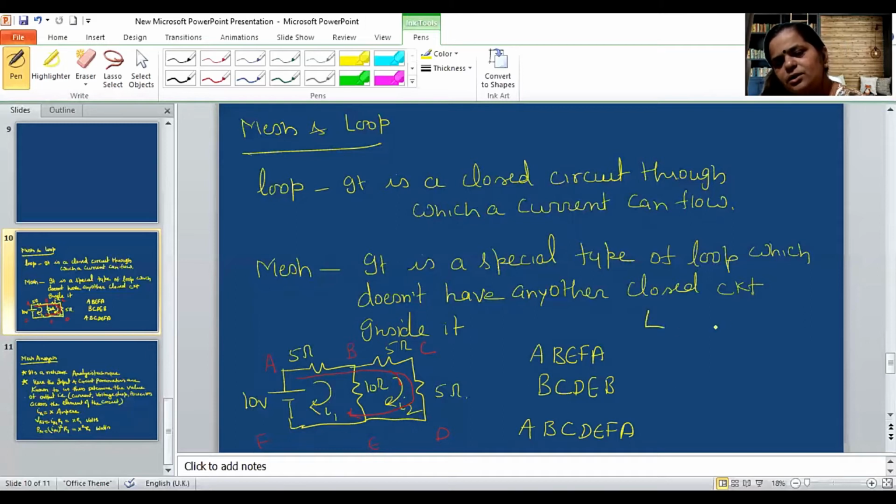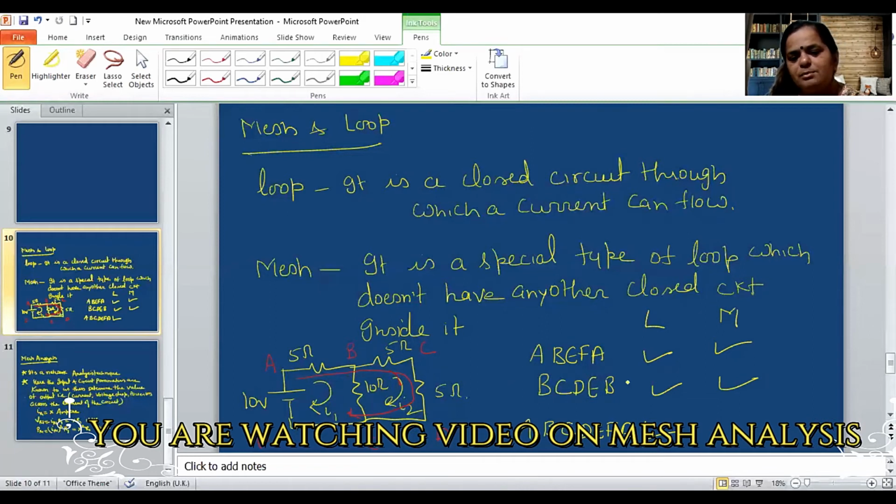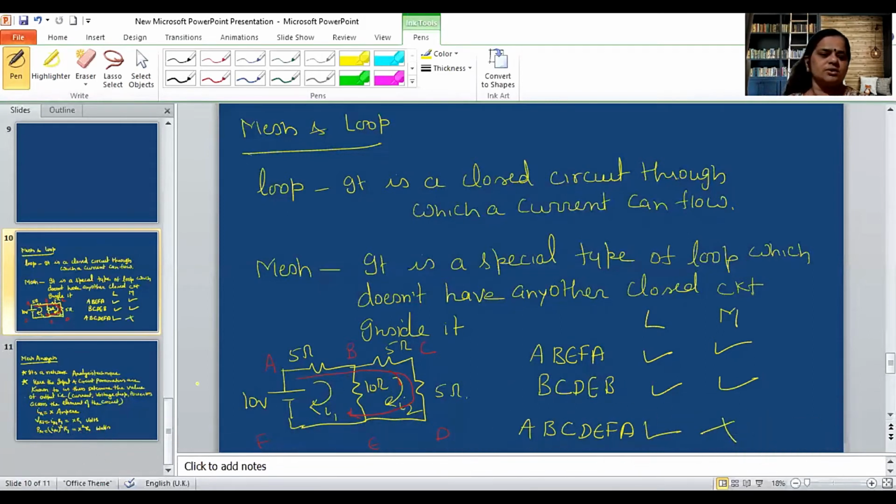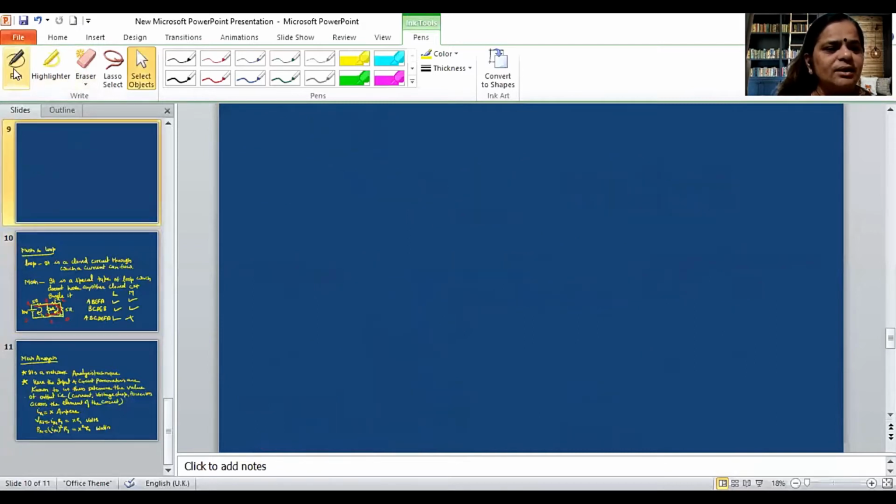So let's write here loop and mesh. A, B, E, F, A is a loop, and as it doesn't have any other closed circuit inside it, it is a mesh also. B, C, D, E, B is a loop, and as it doesn't have any other closed circuit inside it, it is a mesh also. But A, B, C, D, E, F, A is a loop, but it cannot be a mesh because it has other closed circuits inside it, that is A, B, E, F, A and B, C, D, E, B. So it cannot be a mesh. That means now the difference is clear.